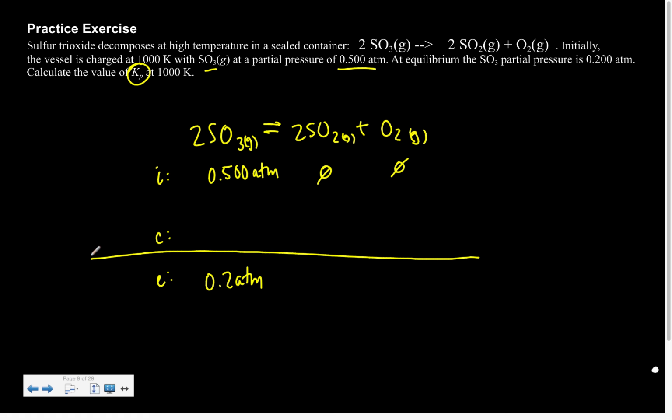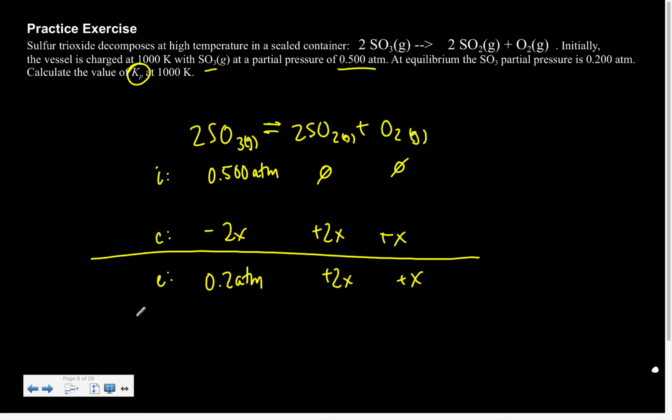So now we need to figure out what my changes are, and change is always going to be based on stoichiometry. I know that this says 2 of these, so I'm going to lose 2x of those, because that's what's in my vessel, that's what's going to be consumed. These are going to be produced at a rate of 2x and x. Which means that this equilibrium concentration is going to be 2x, this one's going to be x, and this one is 0.2.